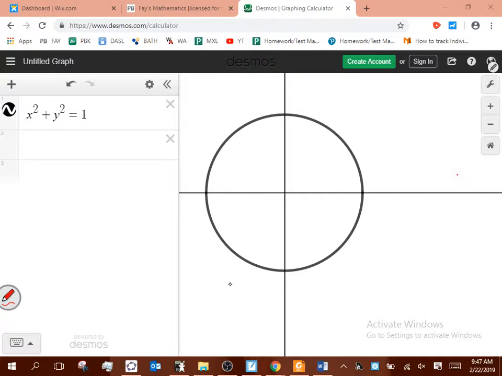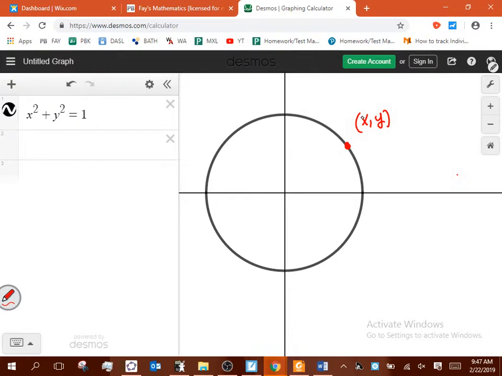Any point on that circle is an (x, y), correct? But on the unit circle, we have also figured out that the radius value is 1. This is your y, this is your x. If I know this angle, let's just say theta, then isn't that number right there the same thing as the cosine of theta? Isn't that number right there the same as the sine of theta? Those two things are equal.